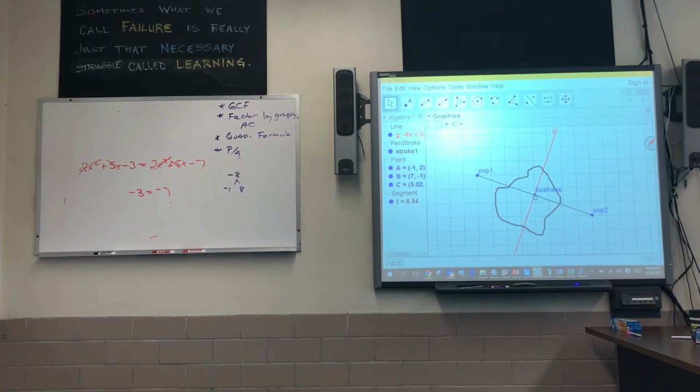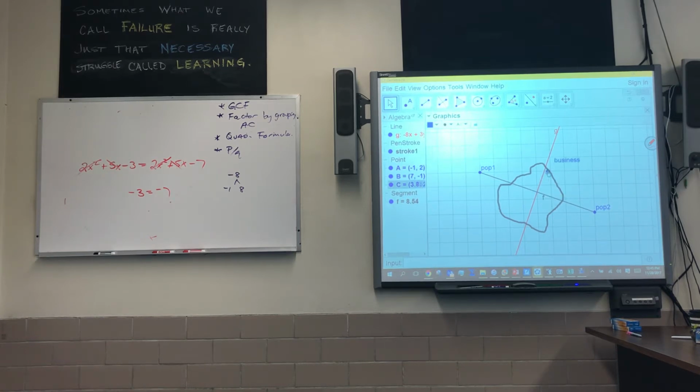You would want to put your business somewhere on that red line, so that it minimizes the distance between population 1 and population 2 to my business. So I can put it there, or I can put it down here, right? Does that kind of make sense? Those would be the first two places that would make sense.